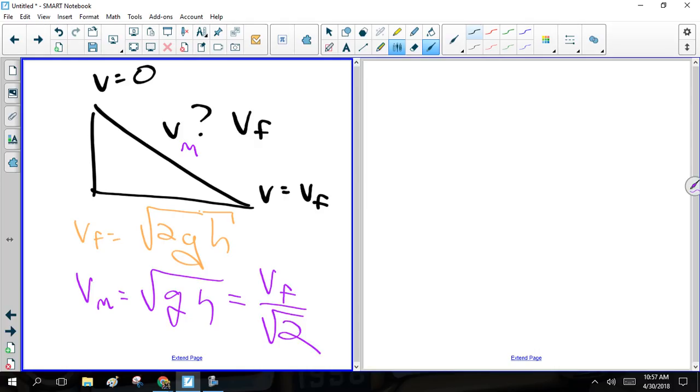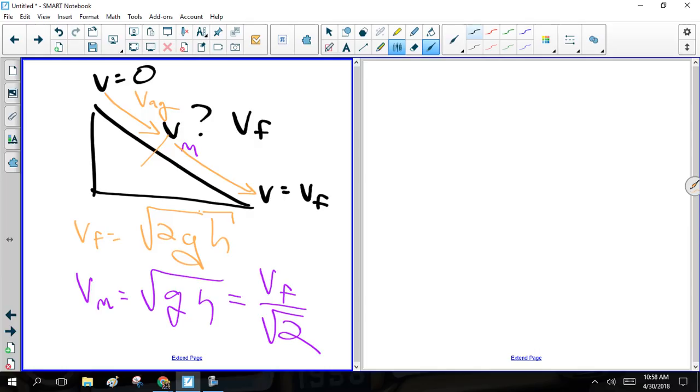So is that bigger or less than half? Less, right? Okay, so that's one way you can explain it. All right, you can also explain it conceptually. Do you guys agree that between here and here, your average velocity will be less than your average velocity from here to here? Right? And so that means it's going to take more time.